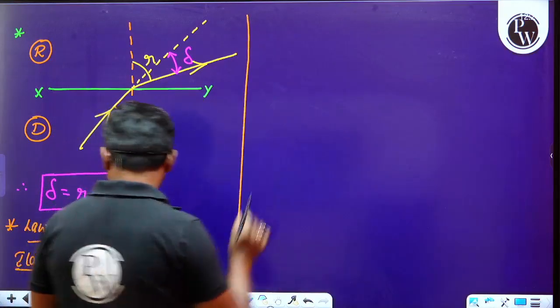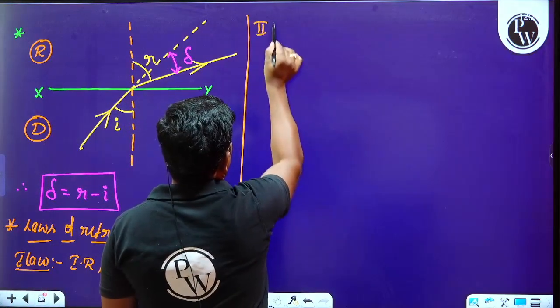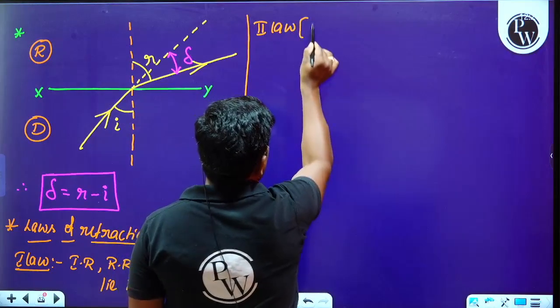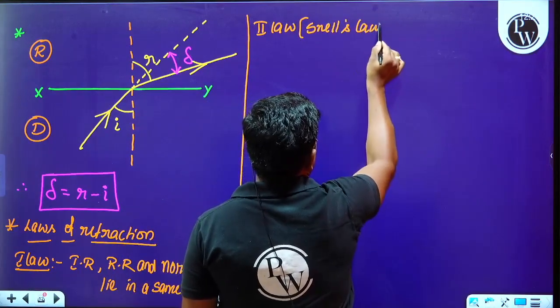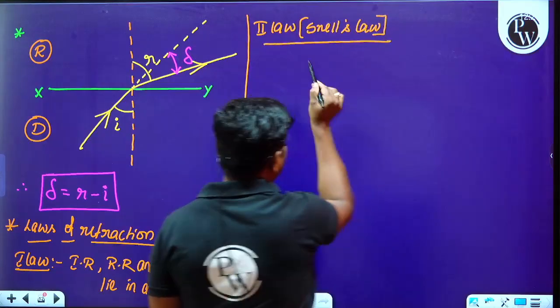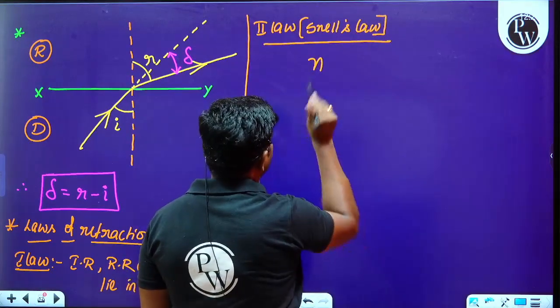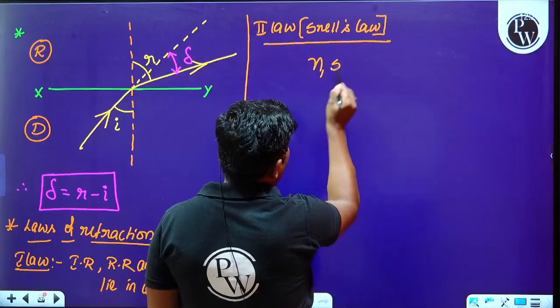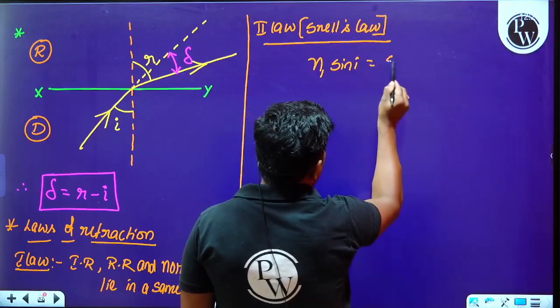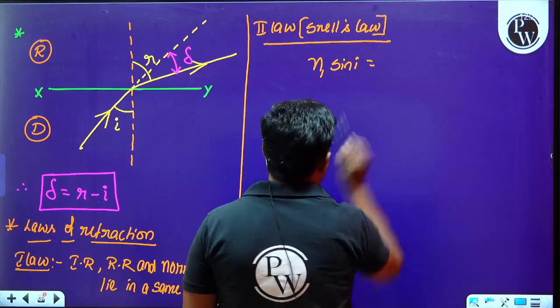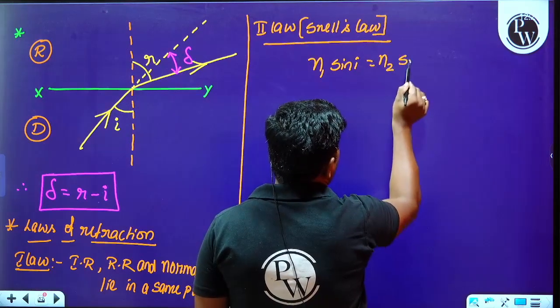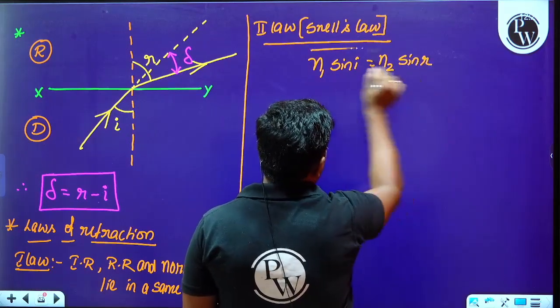And later whenever we move on to the second law, the second law is also referred to as Snell's law. So please observe this. n1 sine i is equal to n2 sine r.